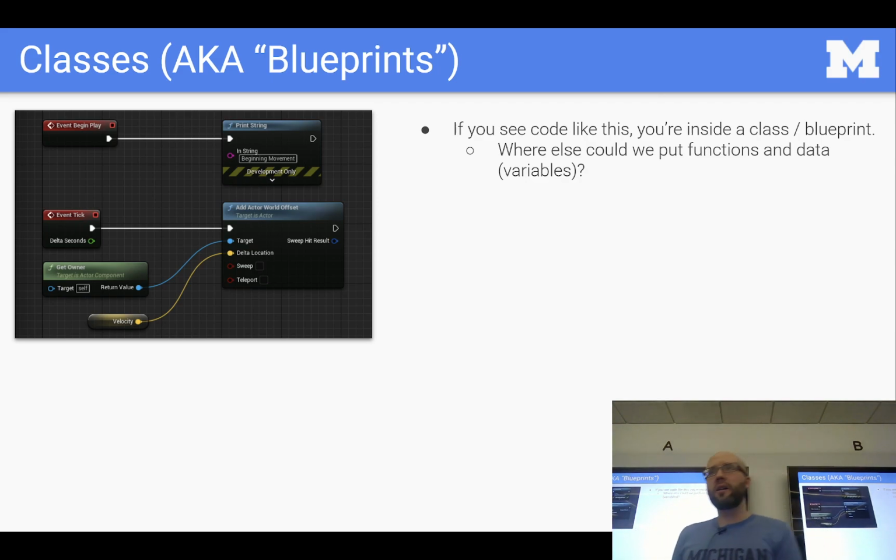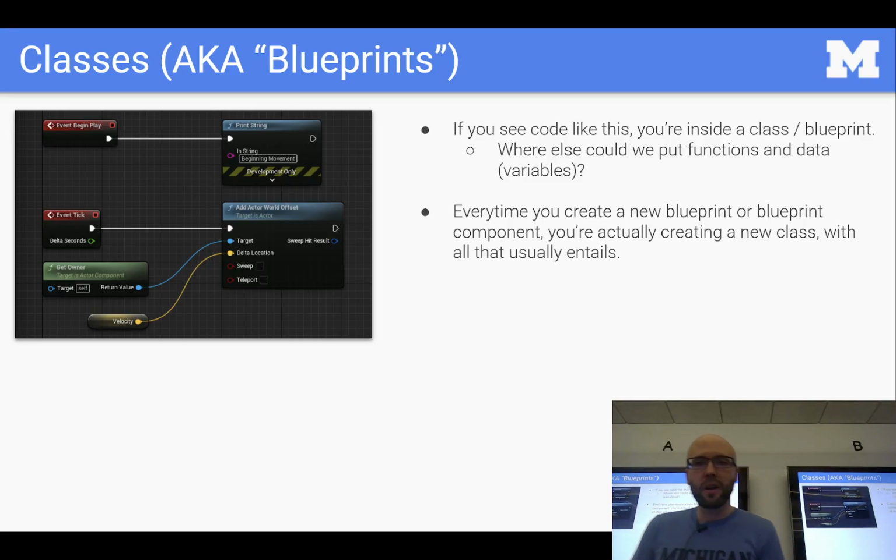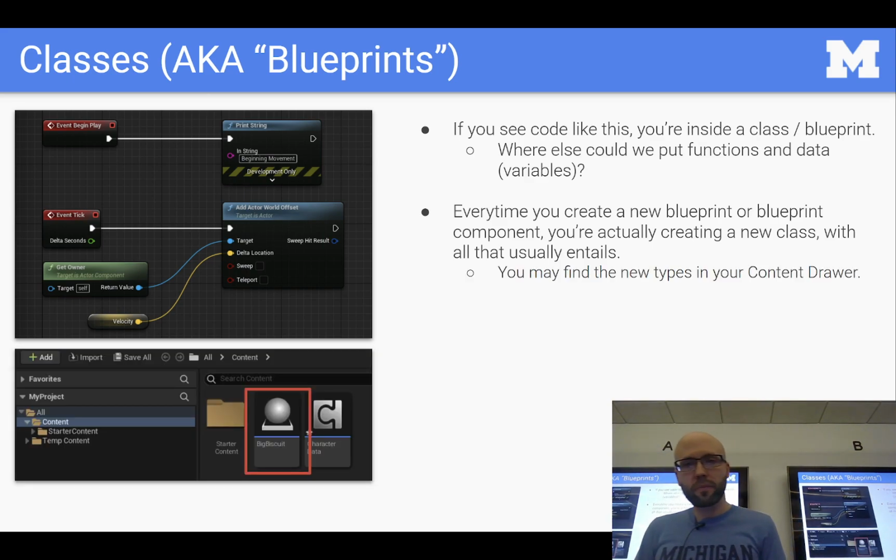And this makes sense because where else do you put variables and functions? You only ever see those inside of a class for the most part, unless you're doing something with Python or a language like that, okay? Every time you create a new blueprint or blueprint component, you are actually creating a new class, with all that entails. So do you remember the Big Biscuit data type? Well, that is a blueprint, okay? It probably has some logic or some variables inside of it, all right?